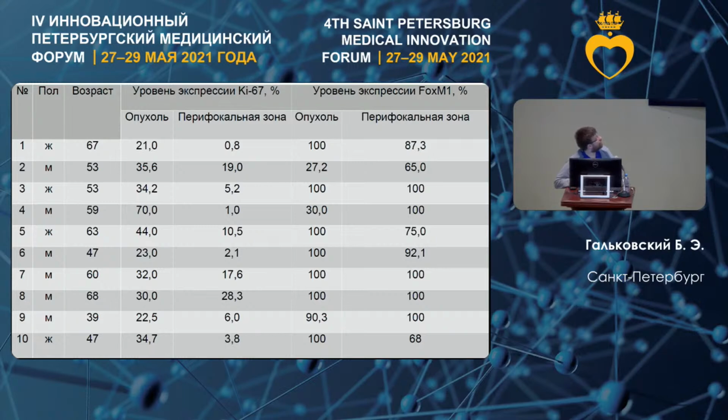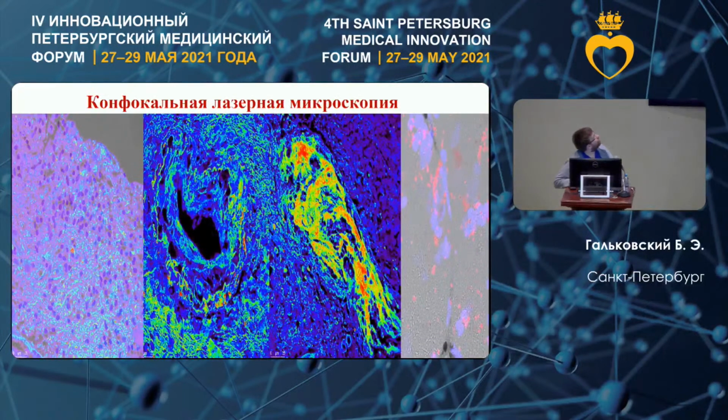Hence, it's oncogenic. Now the scanning microscopy of fluorescence of protoporphyrin 9. Let me remind you, it only accumulates in malignant glioma cells. And we discovered luminescence is present in the perifocal zone and in its vessels too. Protoporphyrin accumulates near the cell nuclei.